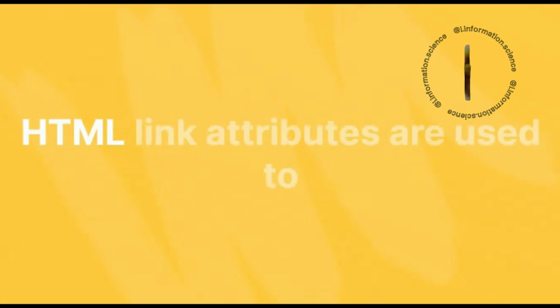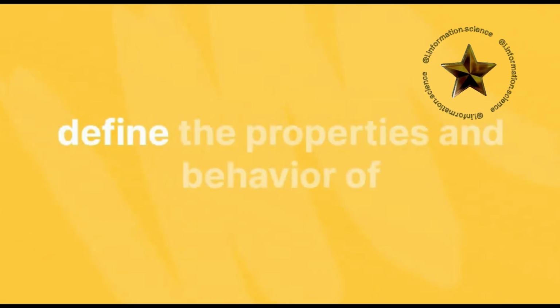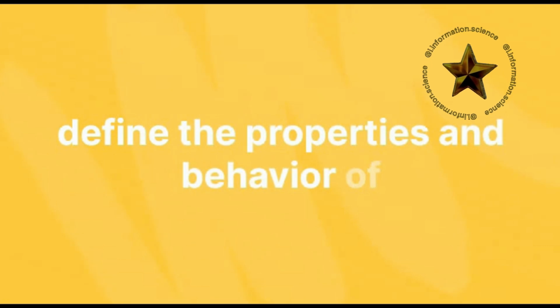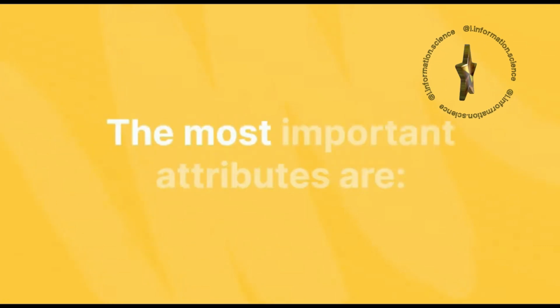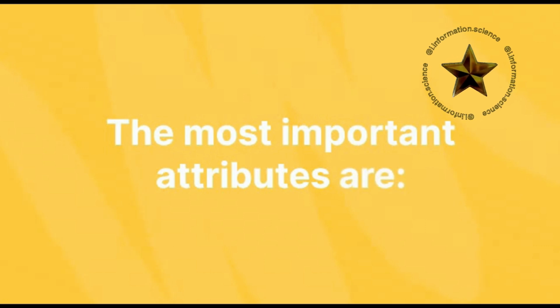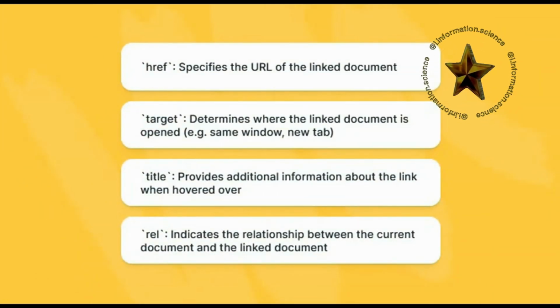HTML link attributes are used to define the properties and behavior of hyperlinks. The most important attributes are: href specifies the URL of the linked document. Target determines where the linked document is opened, e.g. same window, new tab. Title provides additional information about the link when hovered over. Rel indicates the relationship between the current document and the linked document.